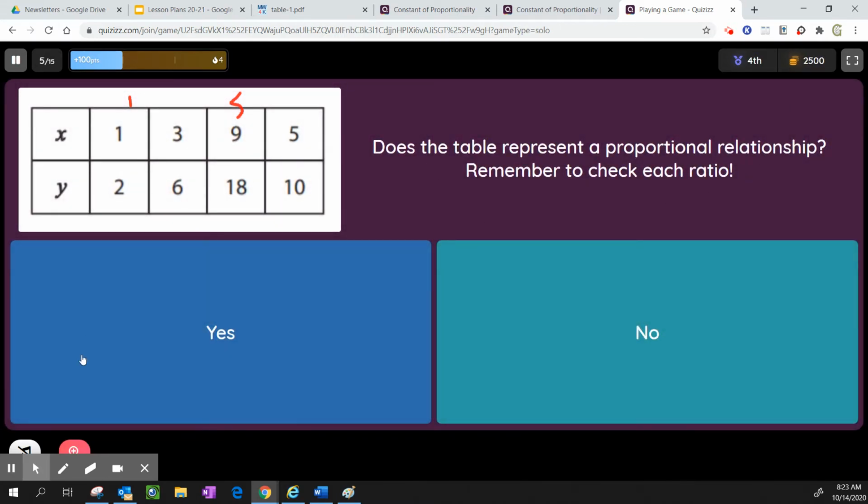Does this represent a proportional relationship? So let's go ahead and erase these things here. All right, so if I check this one out, 2 to get to 6 is times 3, and 1 times 3 is 3, so that works out. 2 to get to 18 is times 9, 1 times 9 is 9, so that works out. 2 to get to 10 is times 5, 1 times 5 is 5, so that works out. And you could also see they all divide to the same number. So 2 divided by 1 is 2, 6 divided by 3 is 2, 18 divided by 9 is 2, 10 divided by 5 is 2. So however you think about it, this one is a yes.